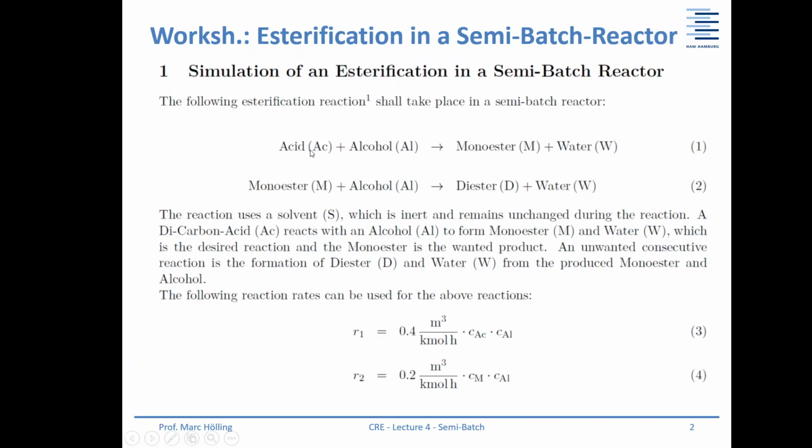We had the reaction: an acid plus a dicarbon acid plus an alcohol can form a monoester. This is the wanted product. So we want to have a high concentration or a high amount of the monoester. But unfortunately there is a side reaction or consecutive reaction where the monoester reacts with alcohol and forms a diester. The reaction rates are given here. So R1, the formation of the monoester, has double the rate constant compared to the consecutive reaction.